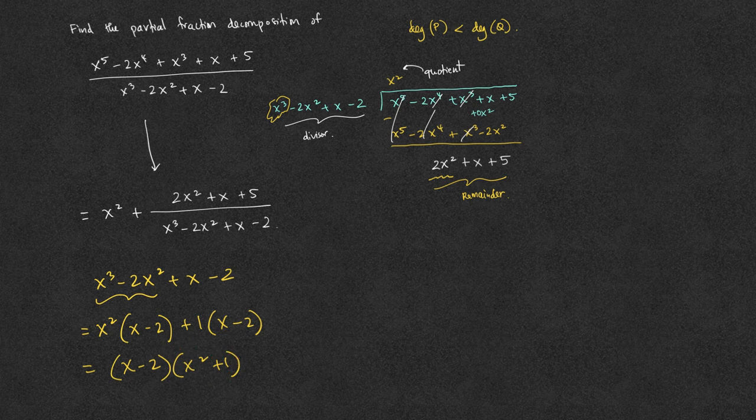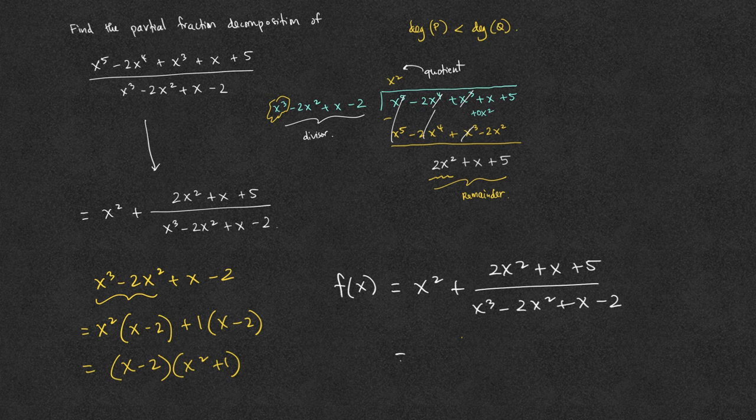And so the given rational expression, let's call it f of x. We did long division and we have x squared plus 2x squared plus x plus 5 over x cubed minus 2x squared plus x minus 2. We will keep the x squared term, so we rewrite it, but with this rational expression, we put it in the form of partial fraction decomposition. This is now 2x squared plus x plus 5 over x minus 2 times x squared plus 1.